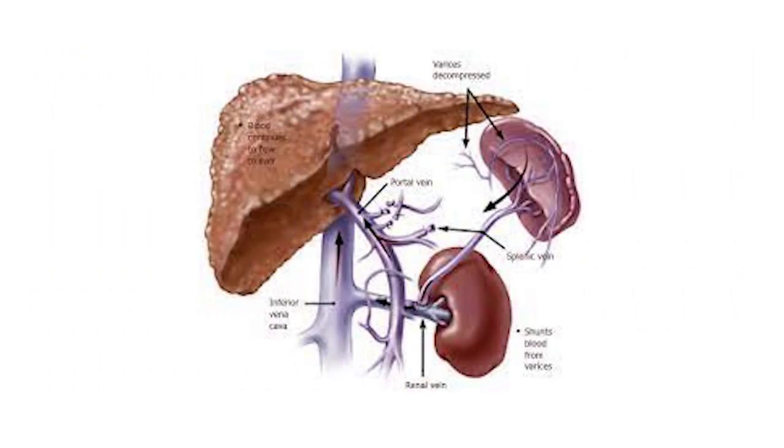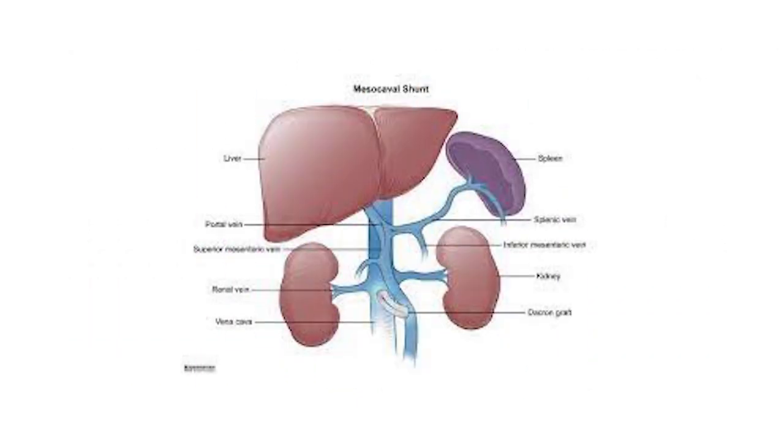Here are the images showing the portacaval shunt operations, and this second image showing the splenorenal shunt operation. The splenic vein is directly anastomosed end to side with the renal vein, and the third image shows the portal and inferior vena cava shunt operation with a graft.